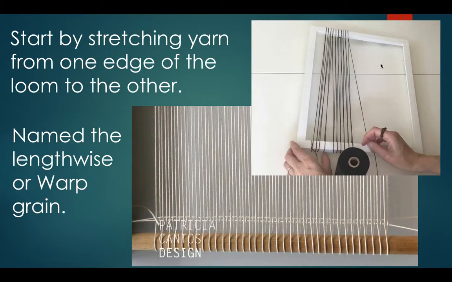When we start, we stretch yarn from one edge of the loom to the other, back and forth like this, so that we've got these straight lines that have been stretched. They're pretty tight. These grain lines of yarn are called the lengthwise grain. That's its name. It goes the length of the loom. Another name for it would be warp. Warp is a more technical term.